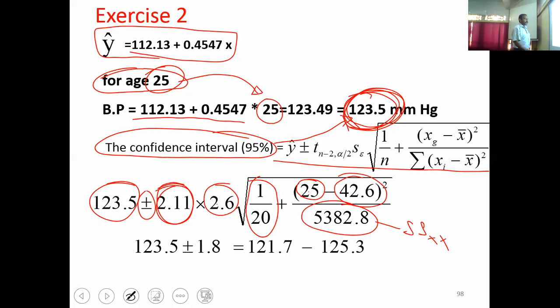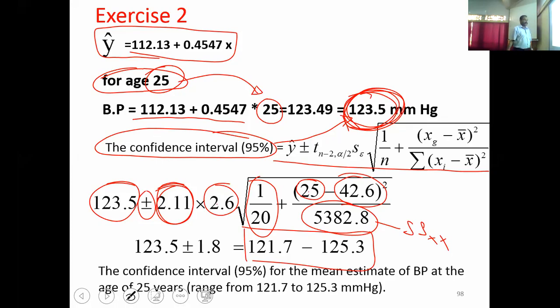So how can we interpret this? This is the range of values that you come across, 121.7 to 125.3. This is how you can interpret the 95% confidence interval for the mean estimate of blood pressure at the age of 25 years, which is ranging from 121.7 to 125.3 millimeter of mercury, right? This is how we can interpret the value.